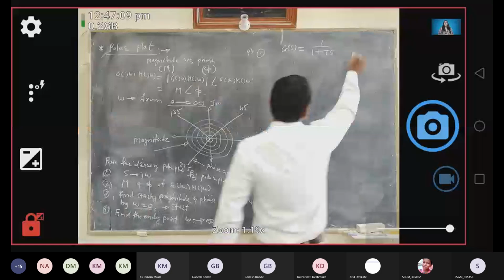Then the ending point you can directly find. So when omega equals infinity, you can find the end point. When you substitute omega is equal to infinity, 1 by infinity is 0. And then the angle, can you find tan inverse of infinity? What will be the value?